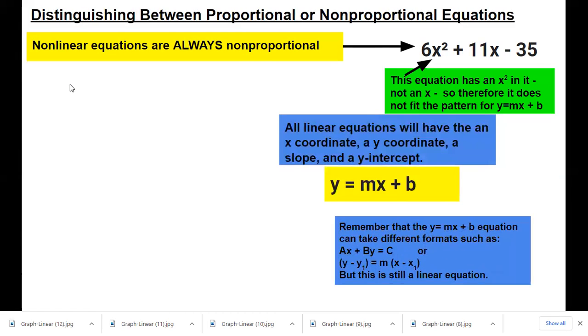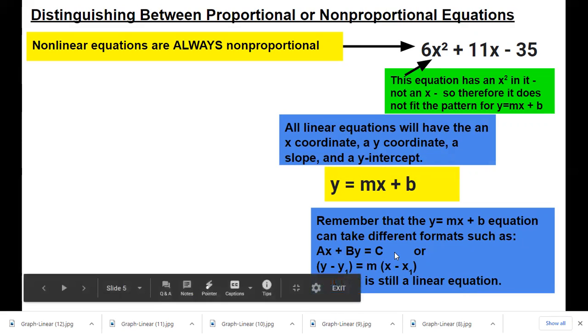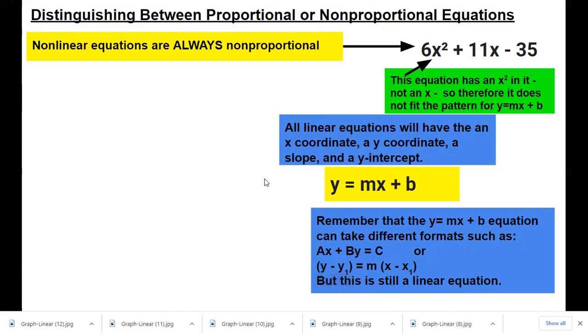Remember that the y equals mx plus b equation can take different formats. We talked about this in a previous lesson. It can be the ax plus by equals c format. It can be in the y minus y1 equals m times x minus x1 format. But if they are in these other formats, it is still a linear equation. It's just in a different format. It's just algebraically rearranged.